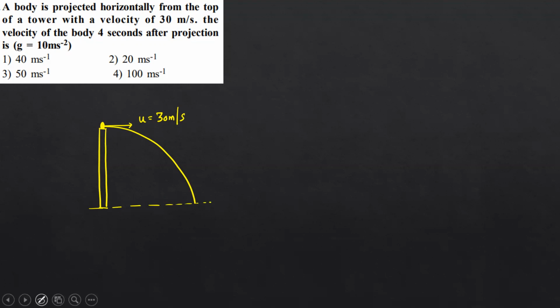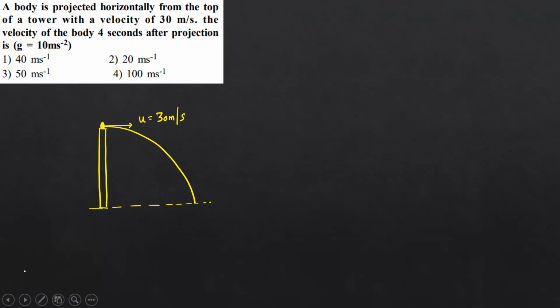So here, let me draw the projectile. Since it is projected from the top of a tower horizontally, this will be a horizontal projectile. And we know the path of the projectile is going to be parabolic. With what speed is it projected? 30 meters per second. So it is going to follow a parabolic path, something like this. Now here the question is we need to find the velocity of the body after 4 seconds.